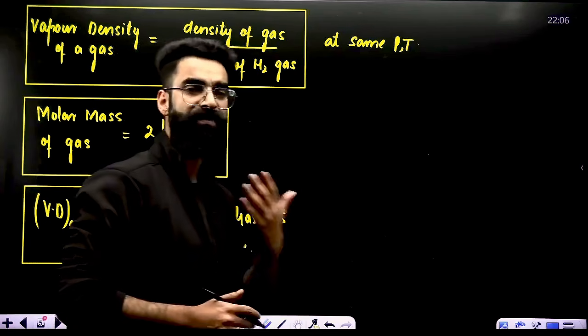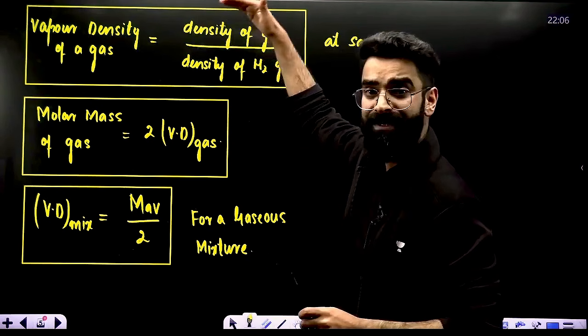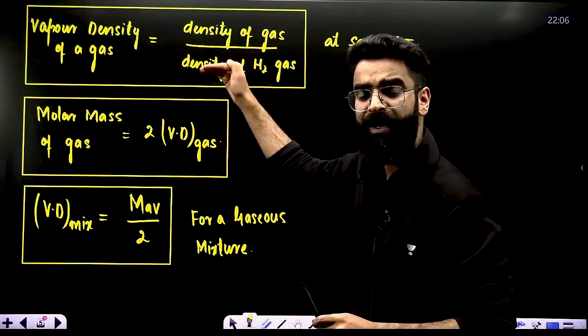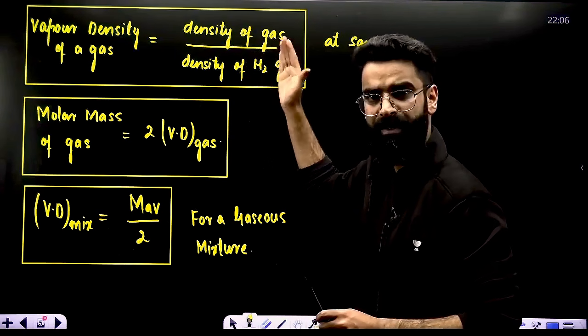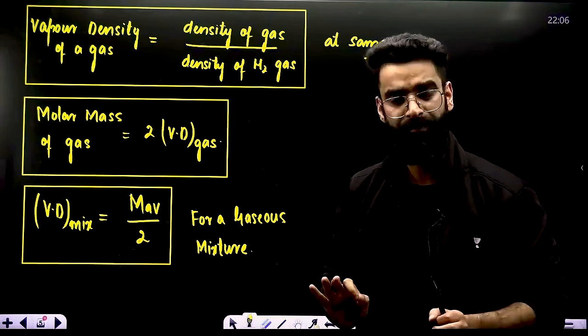How do you define vapor density of a particular gas? Vapor density of the gas is defined as density of the gas divided by density of hydrogen gas, provided the gas and hydrogen are kept at same pressure and temperature.